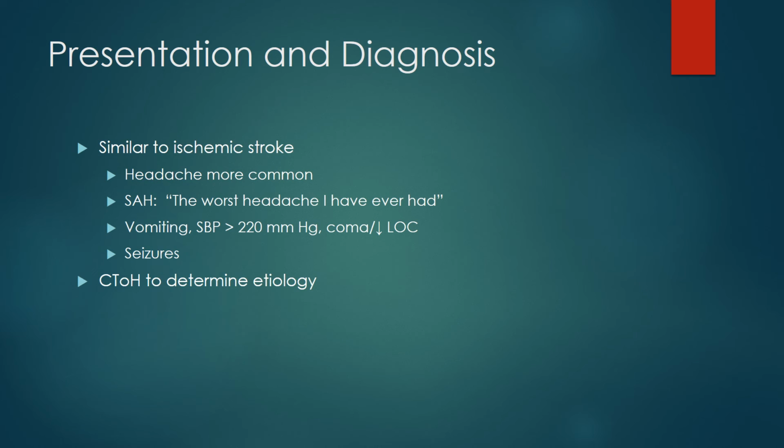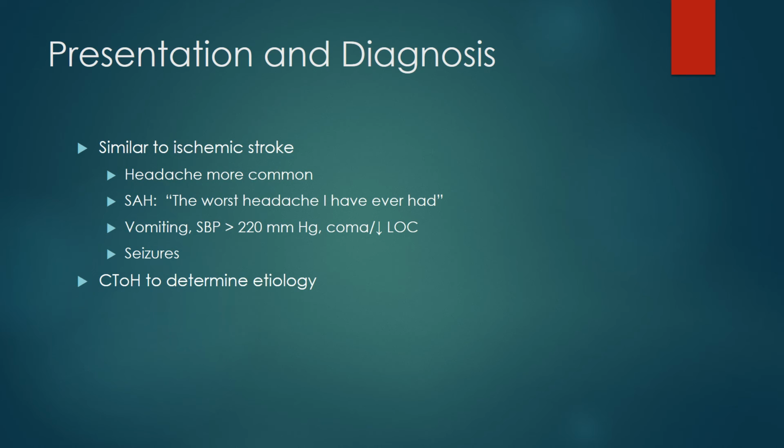A patient presenting with a hemorrhagic stroke may be similar to ischemic stroke, which is why it's important we get them to the CT scanner as quickly as possible. A headache is more common in these hemorrhagic stroke patients than ischemic. A subarachnoid hemorrhage patient may tell you it's the worst headache they've ever had. Other symptoms may be vomiting, they may be in a coma, have decreased level of consciousness, they may be seizing, etc.